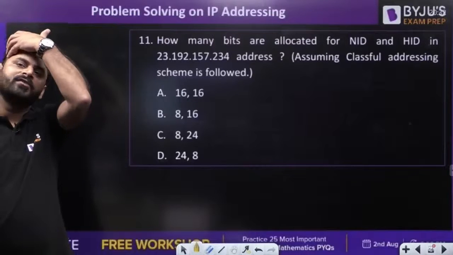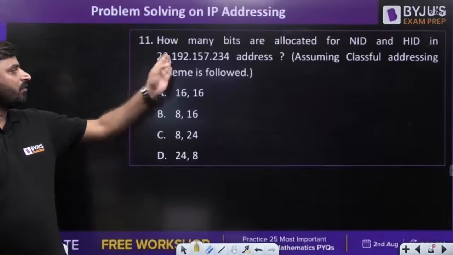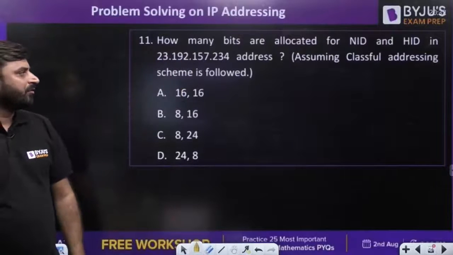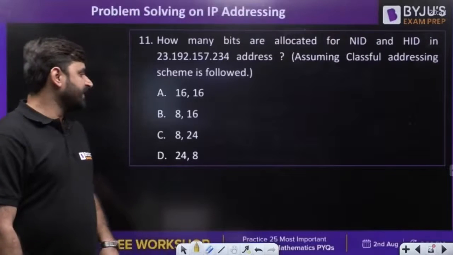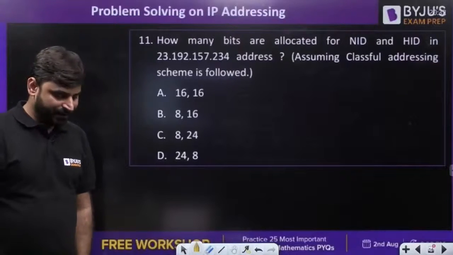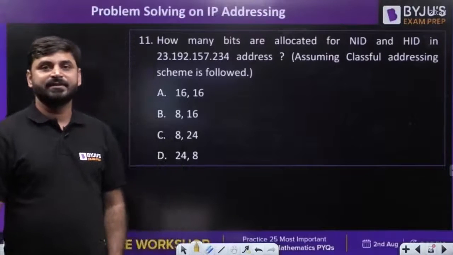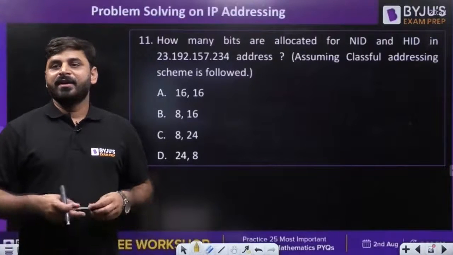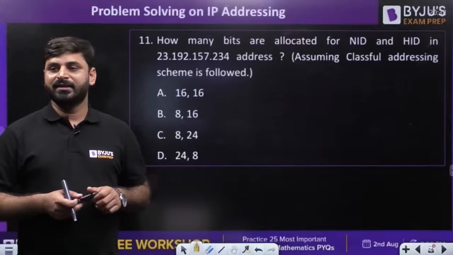How many bits are allocated for network ID and host ID in the 23.192.57.234 address, assuming the classful addressing scheme is followed? Surya is saying that C is the answer. Anyone? Any other? C, you are saying that C is the answer. Nisa, Bharti, C. Ikra, Akhila, everyone. Very good, all of you.